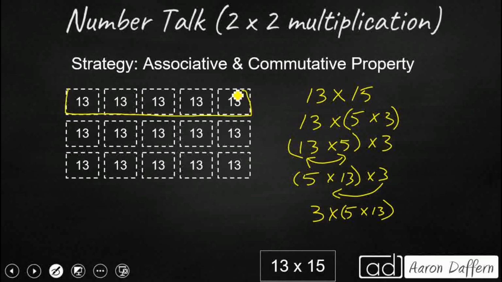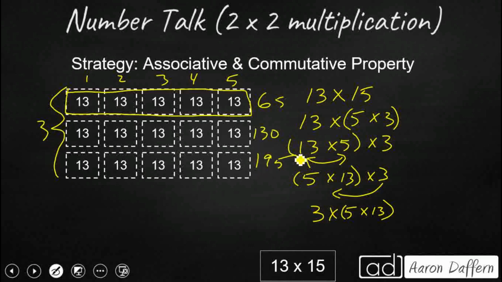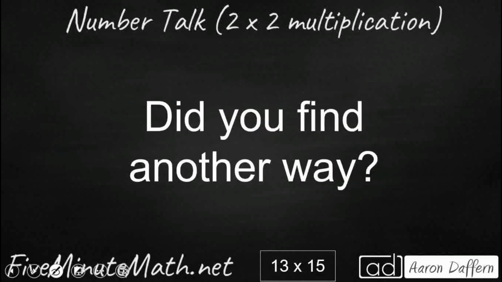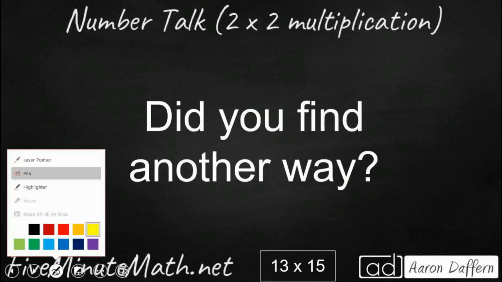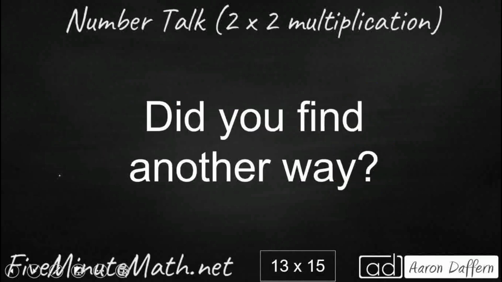So I've got my 5 groups of 13. That's going to be a little bit easier because 5 groups of 13 is going to get me 65. Here's my 1, 2, 3, for 5 groups of 13. And then I'm just going to skip count by 65s 3 times. That's 130, 195. So those are just a few of the ways that we could have solved 13 times 15.